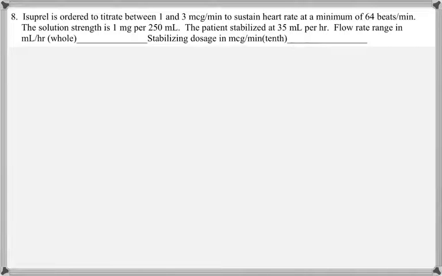So we have a lot going on here. This would be the forward direction right here, and this would be the backwards direction. So let's do the forward direction first. They want the flow rate range in milliliters per hour. We have the range, but the range is in micrograms per minute. So I need to set that up in a proportion with the solution strength.